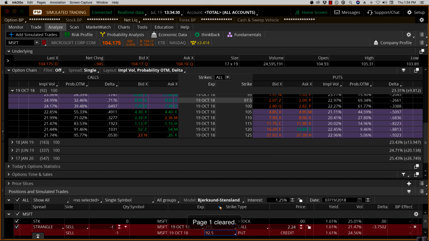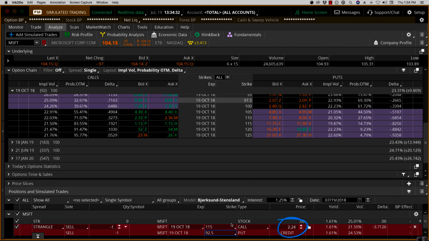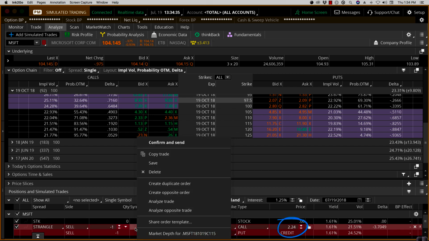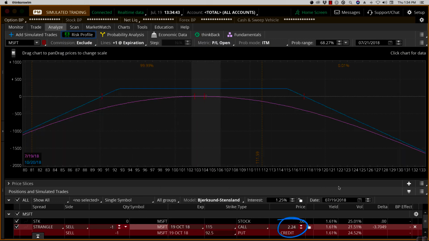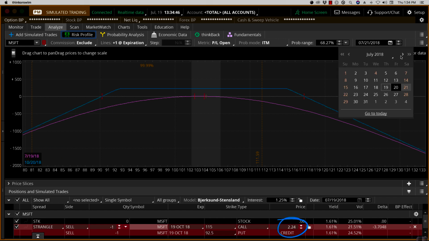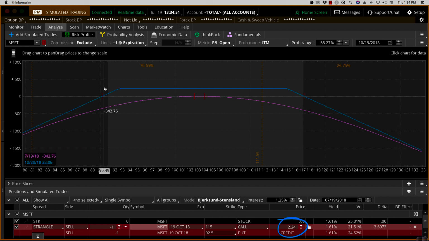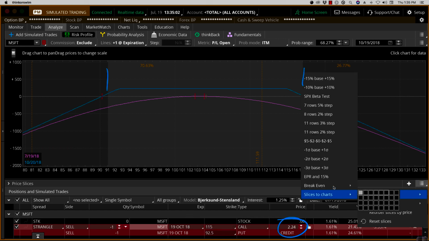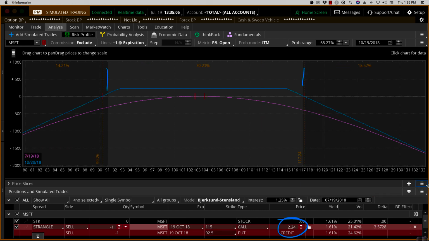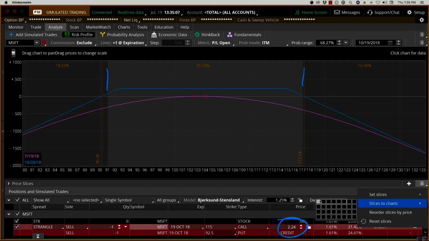And the idea here is you're going to get a maximum credit of $224. I don't normally do large position sizes with short strangles. I do relatively small position sizes on average. But we'll go look at the risk profile here. And the general idea is that I don't think that between now and October this stock is going to move that much. That light gray area kind of represents the statistical probabilities, or what you saw in that probability cone when I was looking at the chart earlier. And I'm just going to set these price slices here to break even. Then I'm going to set those slices to the chart.